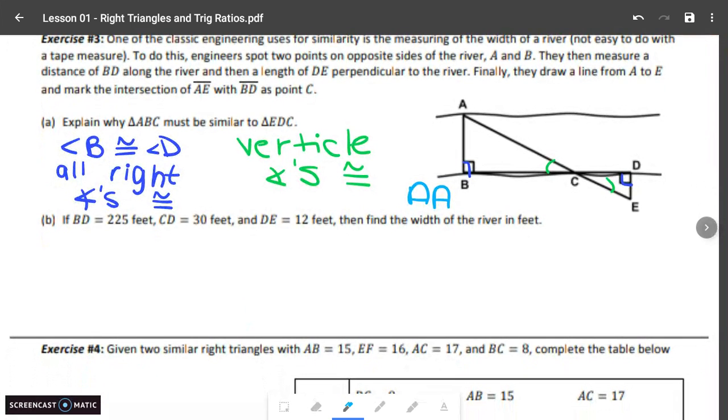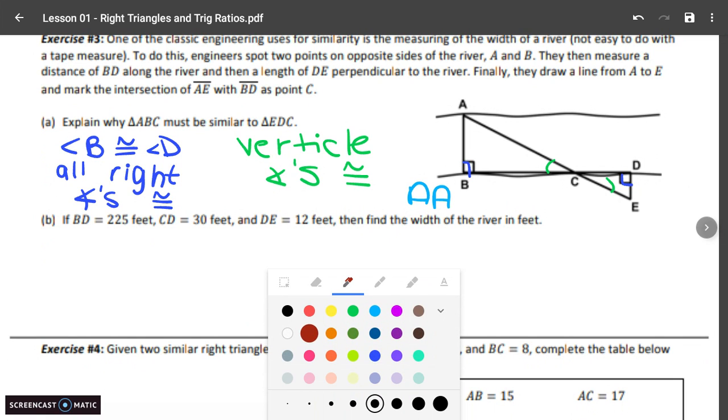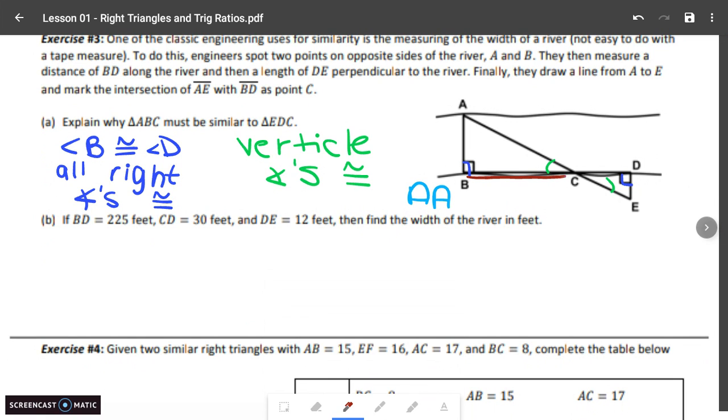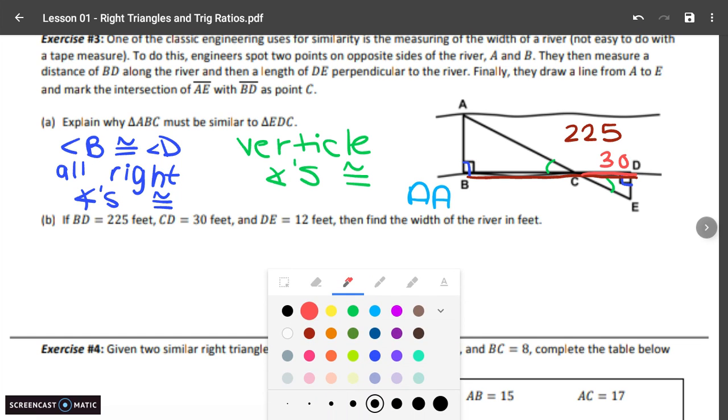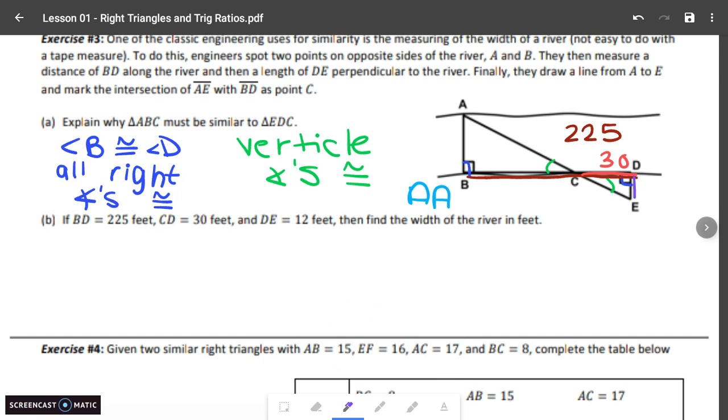So let's look at what we're given in this case. We know that BD, this whole length, is 225. We know CD, this smaller piece, is 30. And we know DE here is 12. Our goal is to determine what AB is.